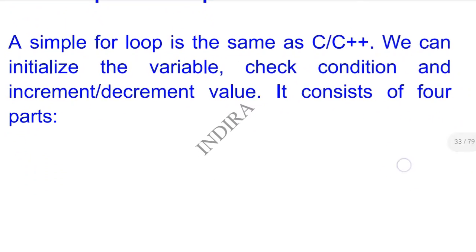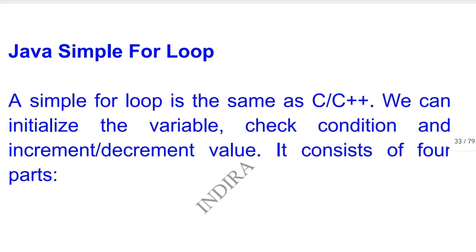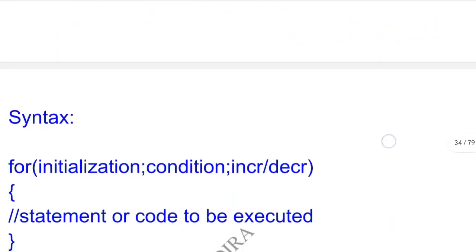A simple for loop is the same as in C++. We can initialize, that means add the variable, check the condition, and increment or decrement. Increment means increasing, decrement means decreasing the value. If you want to increase or decrease any value in a program, we simply use looping statements. This looping statement consists of 3 types: while, do while, for. So let's discuss that.